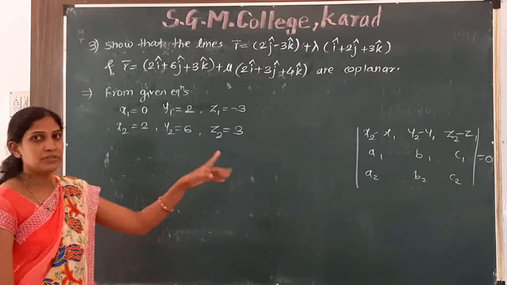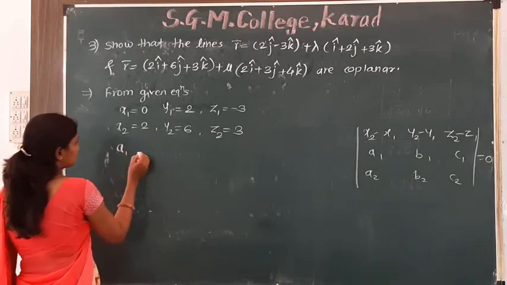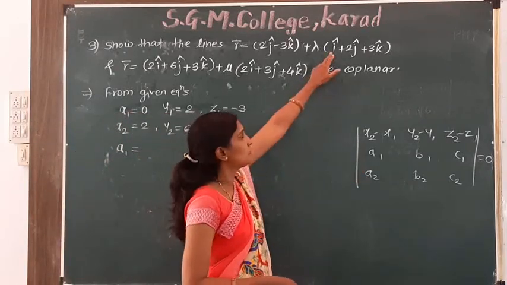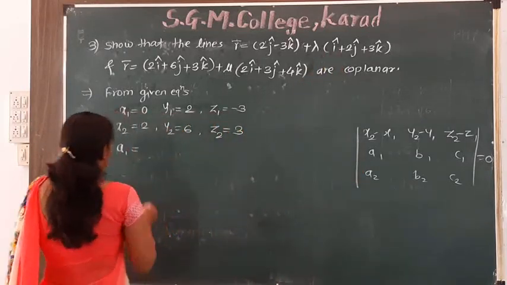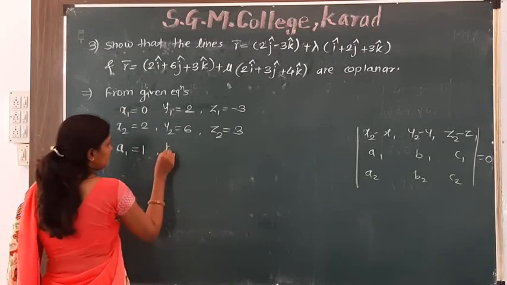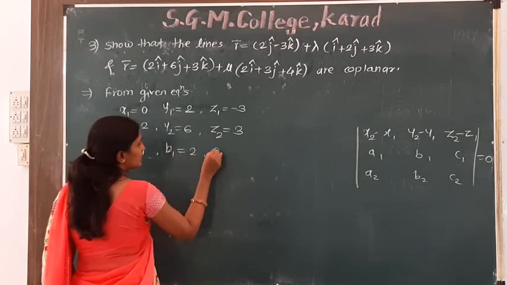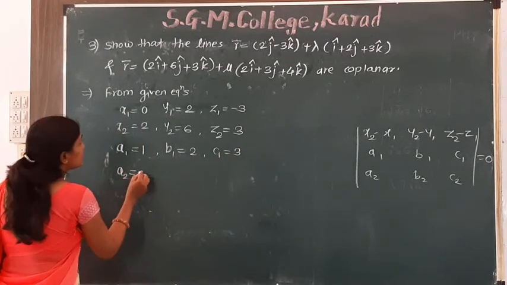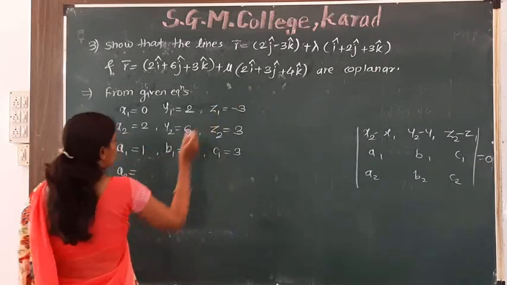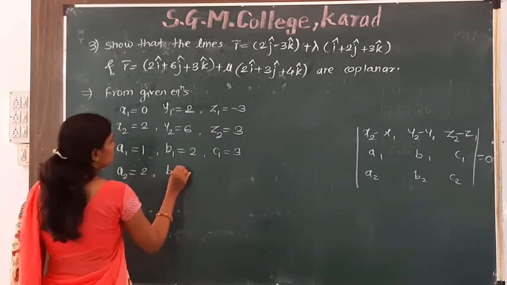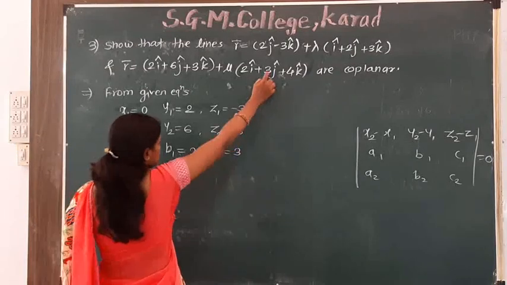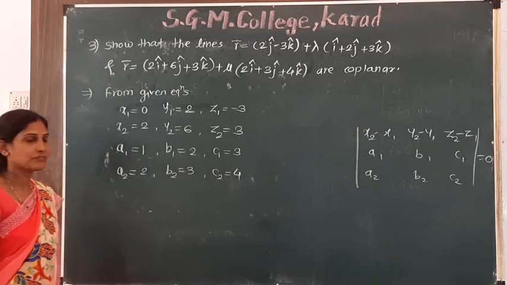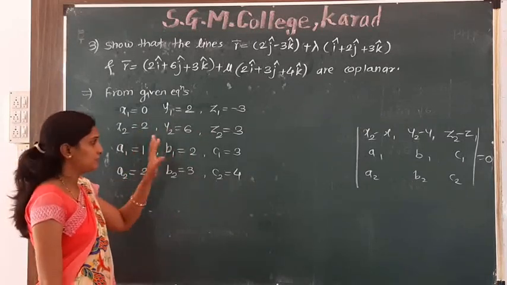Now a1, b1, c1. What is a1, b1, c1? a1, b1, c1 are the direction ratios of the first line, which is a1 is equal to 1, b1 is equal to 2 and c1 is equal to 3. a2 is equal to 2, b2 is equal to 3 and c2 is equal to 4. We will get these values.